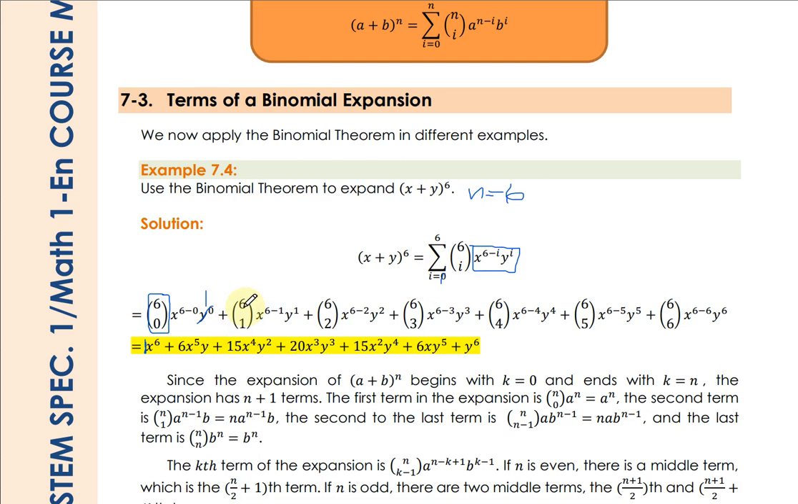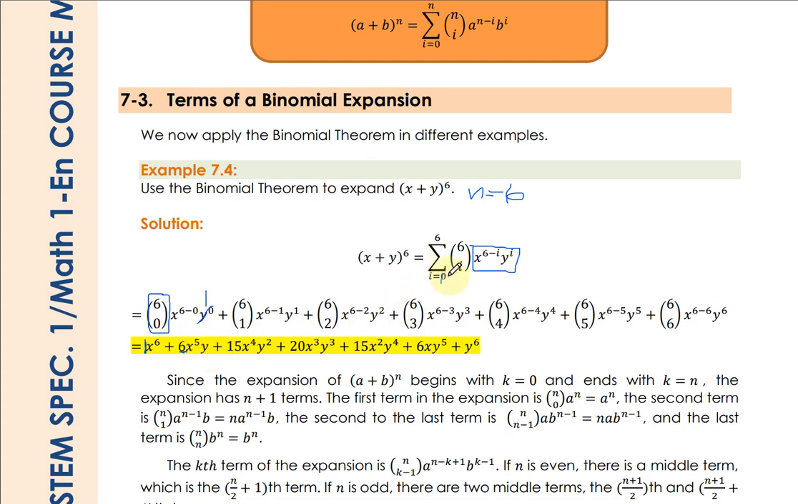Okay, so that's why we have 6 combination 1. Again, the second property of the combination is that it is equal to n, and our n here is equal to 6. That's why our coefficient here is equal to 6. Then for our variable, we have x to the 6 minus 1, then y to the power of 1. So 6 minus 1 is 5, then y to the power of 1 is equal to y. So that's why we have x to the 5th, y.